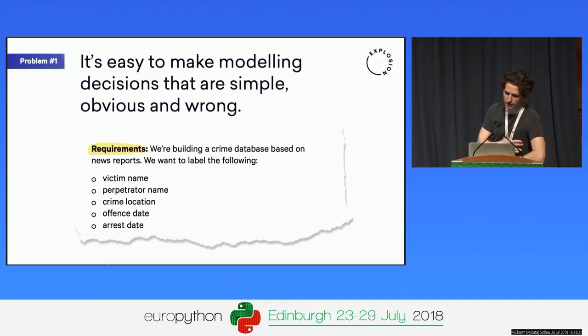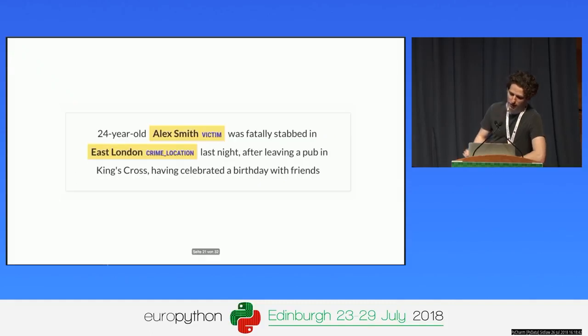So as an example of this, imagine that we had the following requirements. We want to build a crime database based on news reports, and we want to label the following. So we want to extract information from text, a very common type of need where the technology currently performs quite well. So we want to get the victim name, perpetrator name, crime location, offence date, arrest date. So here's an example of what that sort of annotation might look like. This is the sort of output that we might want. So we want something like 24-year-old and Alex Smith labelled as a victim, and then was fatally stabbed in East London, and we want that labelled as a crime.